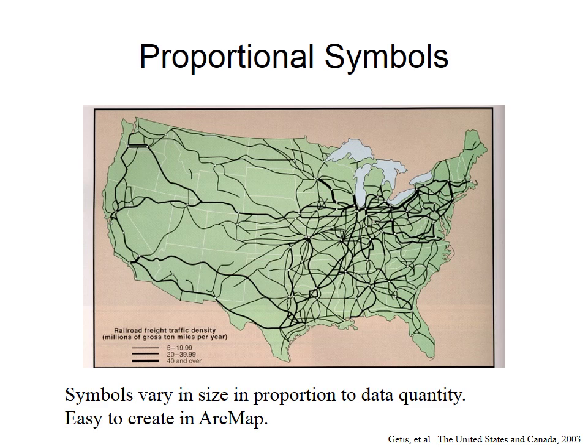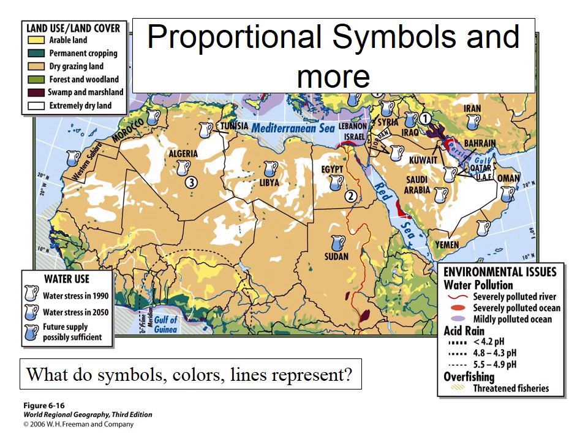On a proportional symbol map, the symbols vary in size based on the quantity of data being represented. In this one, line thickness represents the railroad freight traffic density. Thicker lines, more traffic; thinner lines, less railroad freight traffic. Again, these are very common and easy to create in ArcGIS.